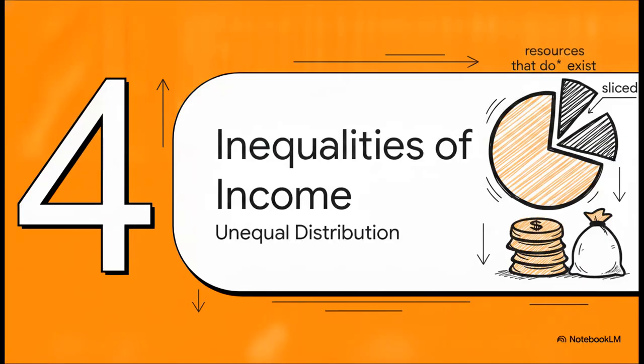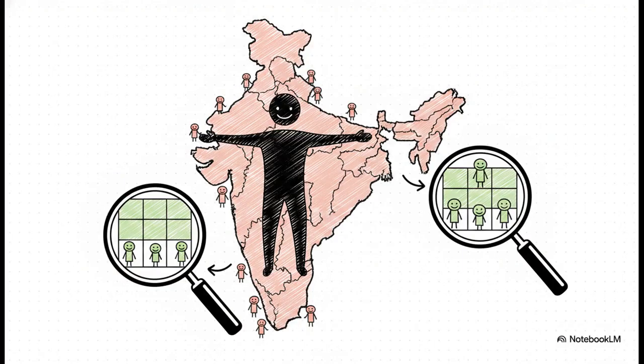Let's look at Section 4, Inequalities of Income. A huge underlying cause of all this poverty is the severe inequality in income, which is mostly driven by how unequally land and resources are distributed. After independence, there were definitely aims to redistribute land in rural areas, to kind of level the playing field. But here's what happened. In most Indian states, these vital land reforms simply weren't implemented properly by the state governments.